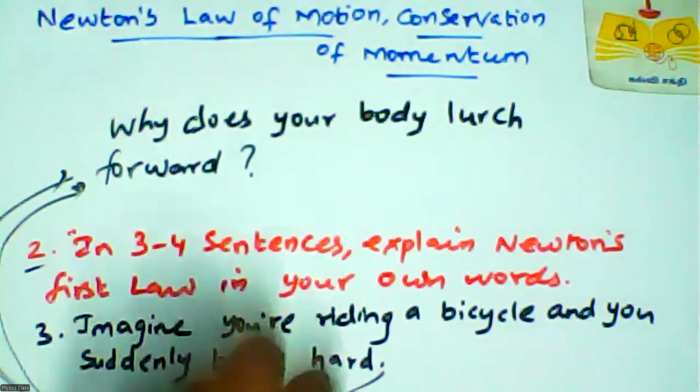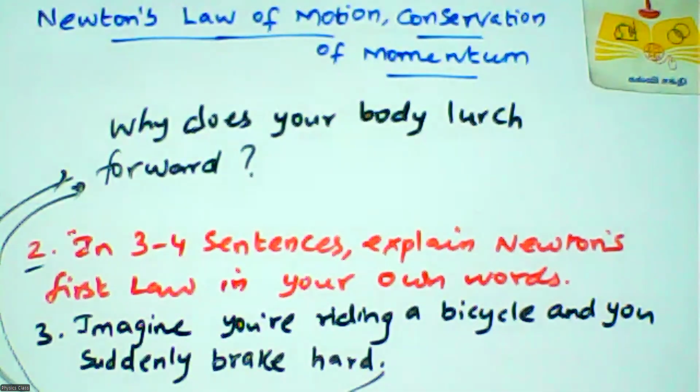Please write down the three sums. First one, calculate the momentum of a 0.2 kg baseball thrown with a velocity of 30 meters per second. Second question, in 3-4 sentences, explain Newton's first law, also known as the law of inertia, in your own words. You should include one real life example, like a book on a table. And in the third question, imagine you are riding a bicycle and you suddenly brake hard. Why does your body lurch forward? Explain this concept using Newton's first law of motion.